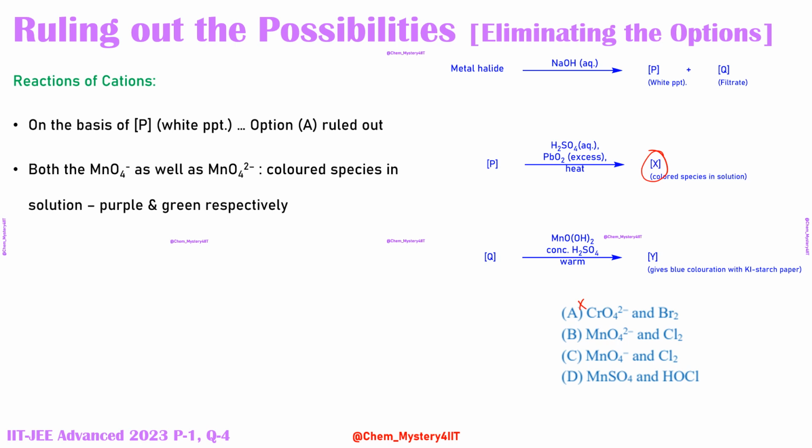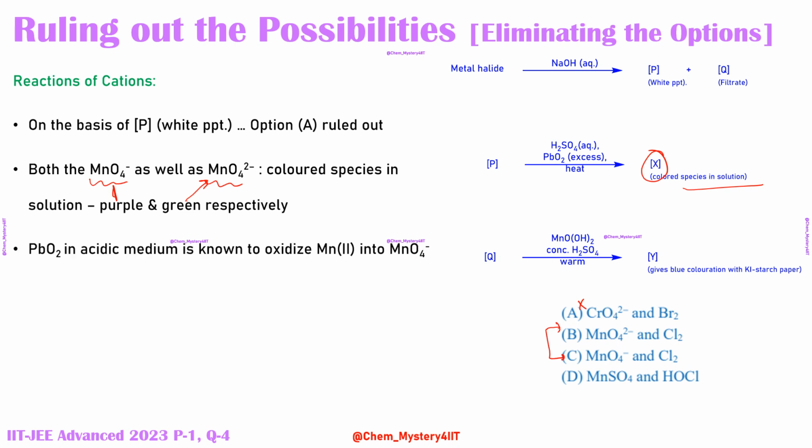And because we know that MnO4-, that is permanganate, and manganate are both colored species in solution, one supposed to be purple and the other green, and because we were not given what color, we cannot rule anything out as of now from this information. We need to look into some other reactions as well.